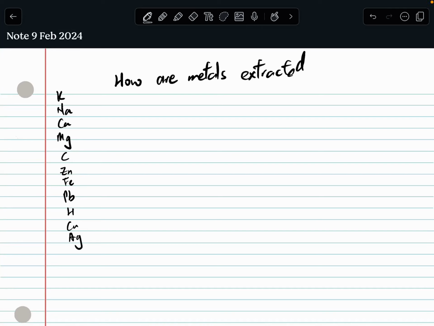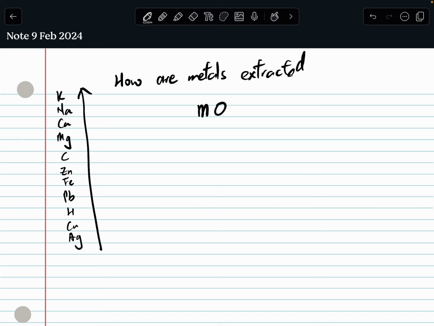Today we are going to talk about how metals are extracted from their ores. Ores typically contain a lot of metal oxides, so it's like some metal and an oxide. From the previous part of the chapter, we already know that the more reactive metal is going to replace the less reactive metal from its oxide or salt.